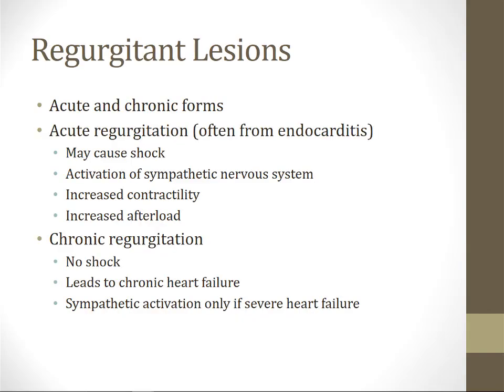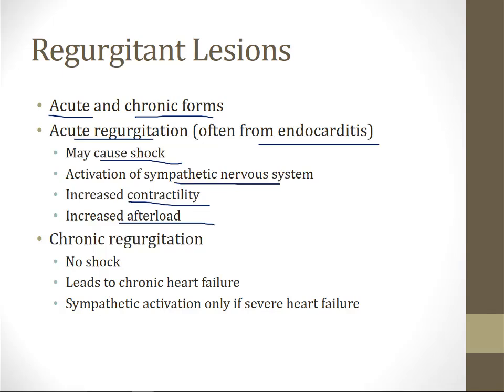Moving on, we're going to talk about regurgitant heart lesions, and you should be aware that these types of valvular lesions come in 2 flavors, the acute and chronic forms. So acute regurgitation is usually from endocarditis. A patient develops a bacterial infection of a valve and they can get severe acute regurgitation of that valve. This can sometimes cause shock and activation of the sympathetic nervous system, and because the sympathetic nervous system is activated, you can see increased contractility. You can also see vasoconstriction and increased afterload.